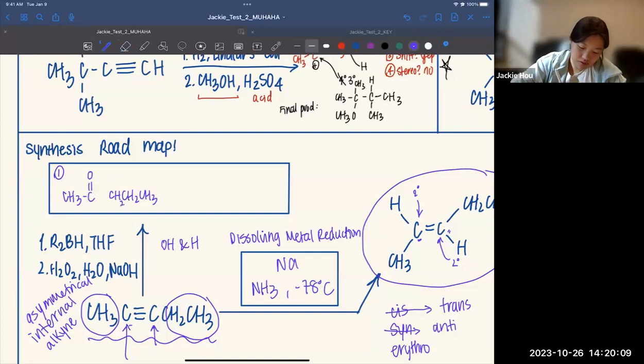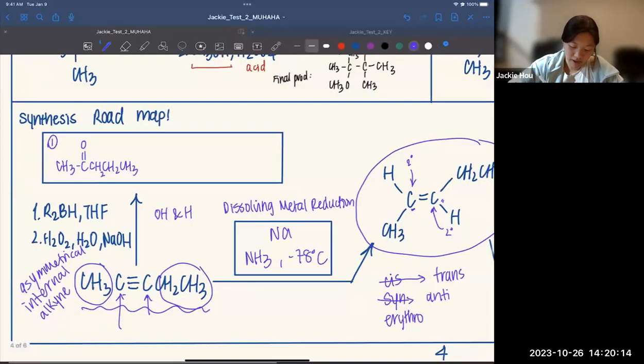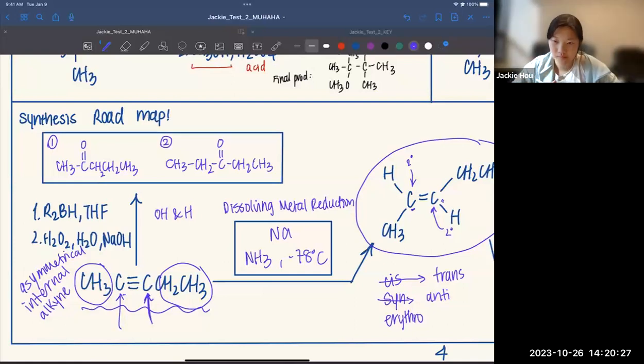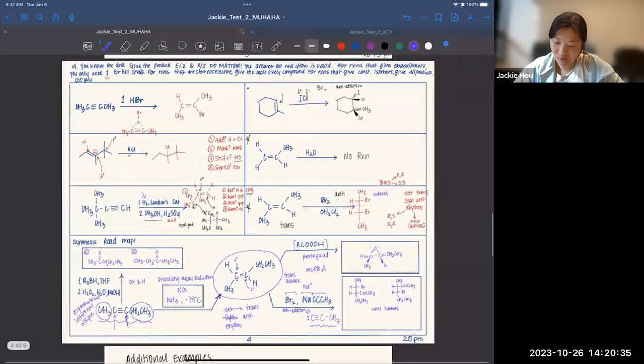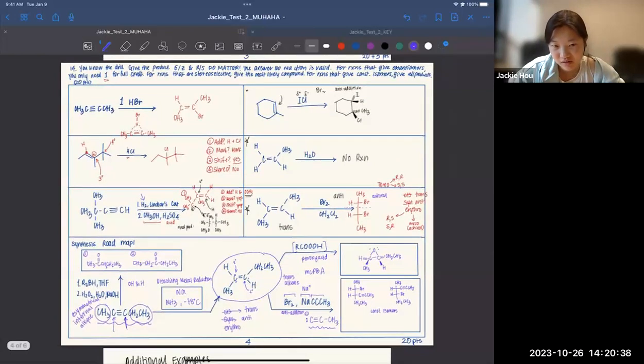You have something. And that's one version, right? The other constitutional isomer would add the OH to this carbon over here. So you'll have this as your second product. Does anybody have any questions on this page? If not, I'll move to a very exciting ring expansion mechanism.